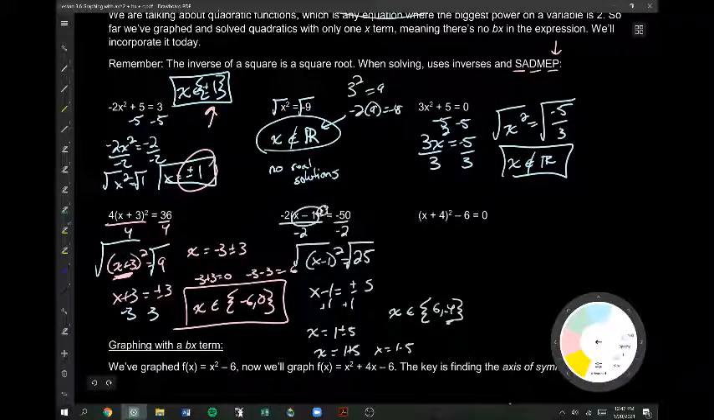Negative 5 squared is 25. 25 times negative 2 is negative 50. I didn't show it, but trust me, you plug it in, it works. Okay, last one. I don't have any multiplication or division this time.